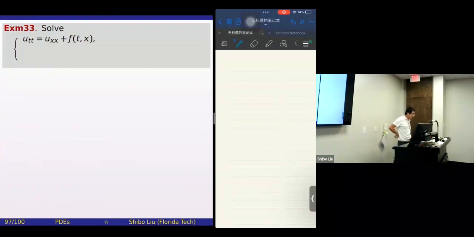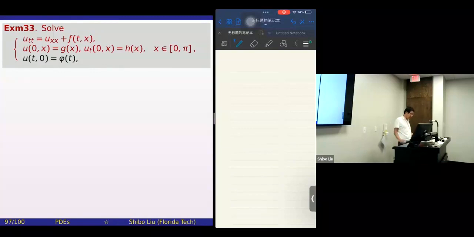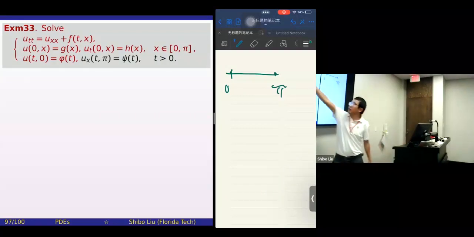Now this is a non-homogeneous PDE, a wave equation. Initial displacement is given by g(x). Initial velocity is h(x). This constitutes the initial condition. Then the boundary condition. Previously we solved homogeneous boundary conditions, but now the boundary condition is not homogeneous. So suppose u(t,0) is phi(t) and u_x(t,pi) is psi(t). So we are considering a string of length pi. At both endpoints, the displacement takes values depending on t. So this is a non-homogeneous boundary condition.